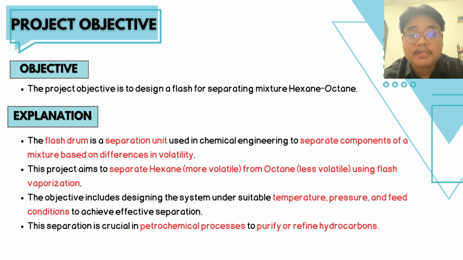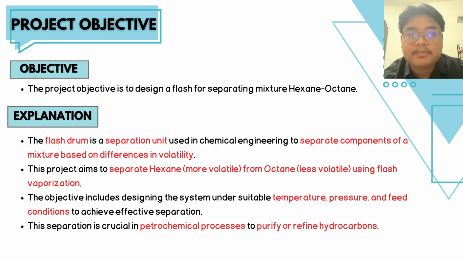A flash drum is a type of separation unit commonly used in chemical engineering. It separates the components of a liquid mixture based on their differences in volatility. In our case, we aim to separate hexane, which is more volatile, from octane, which is less volatile, through a process called flash vaporization. To achieve this separation effectively, we need to carefully design the system under suitable operating conditions, particularly temperature, pressure, and the composition of the feed.